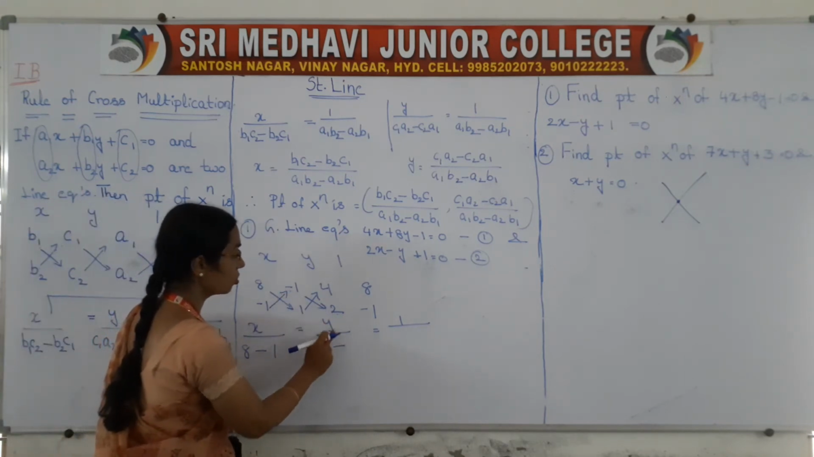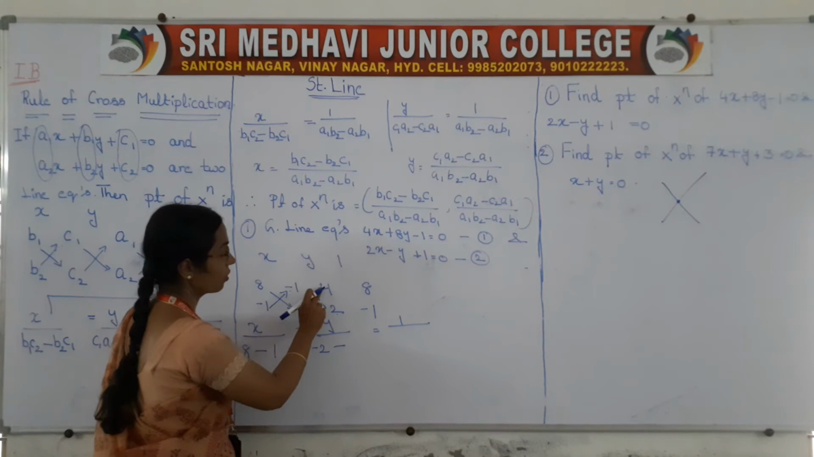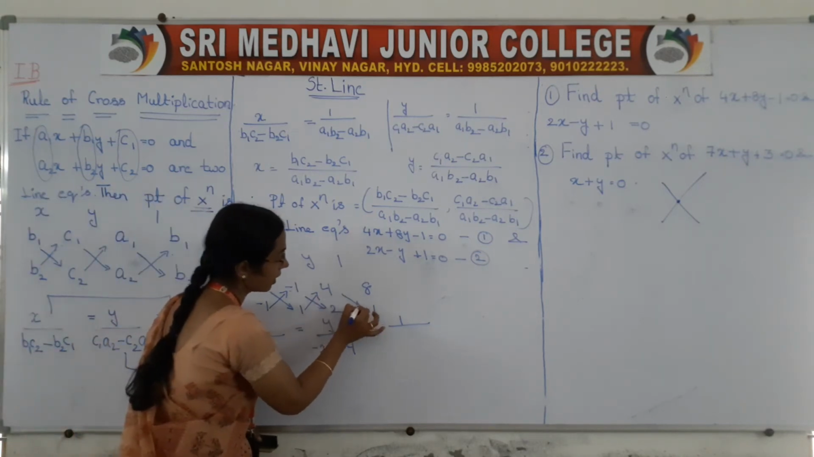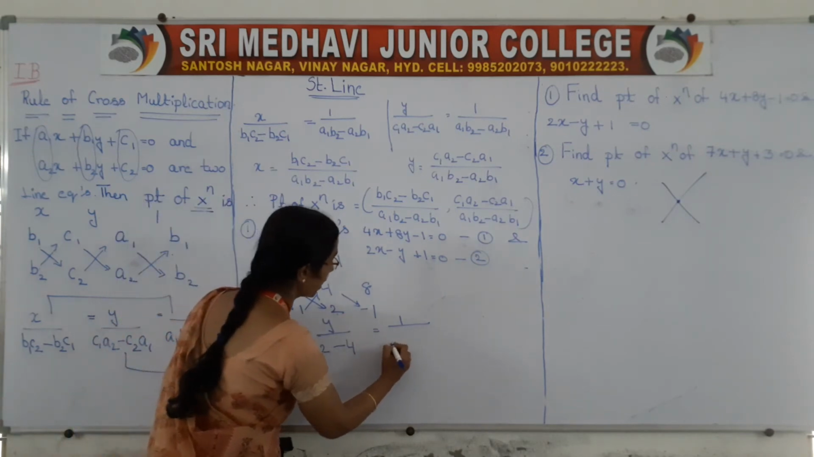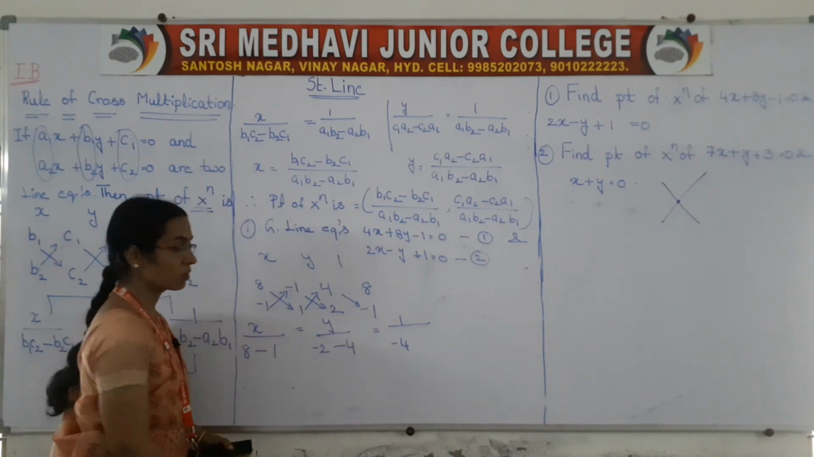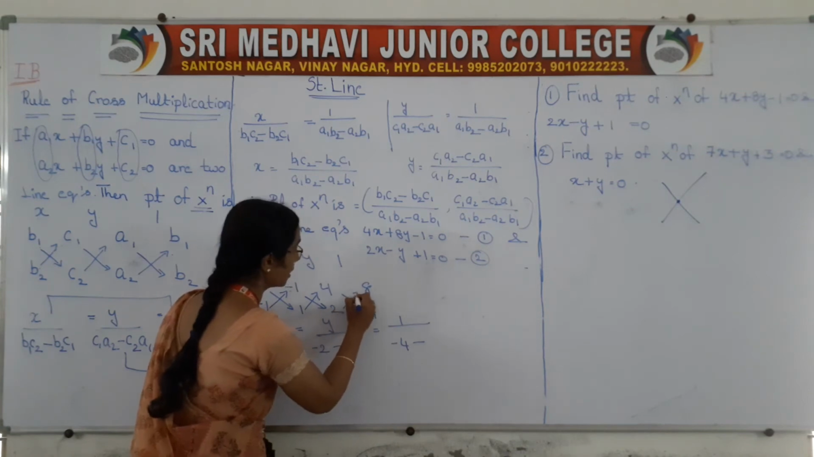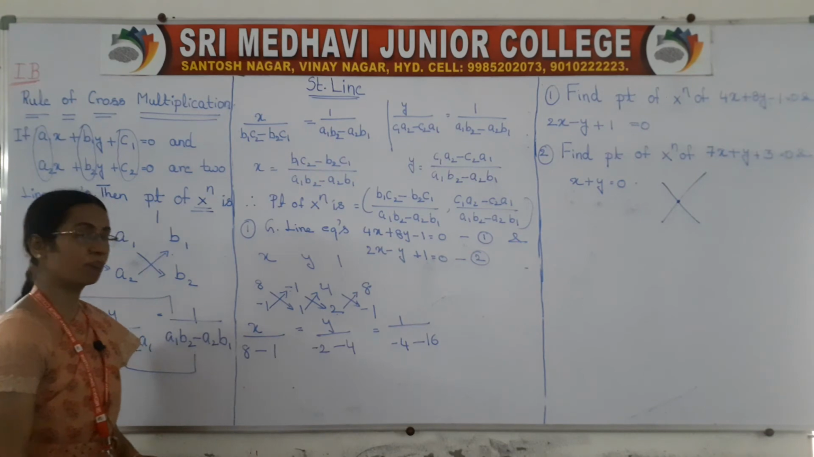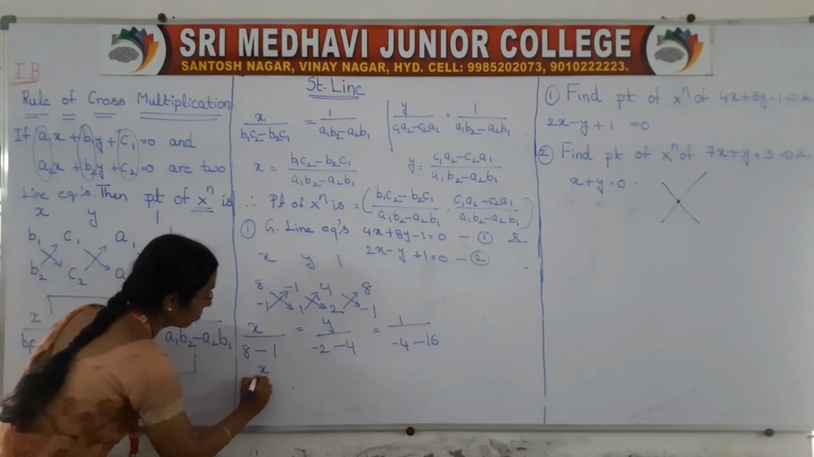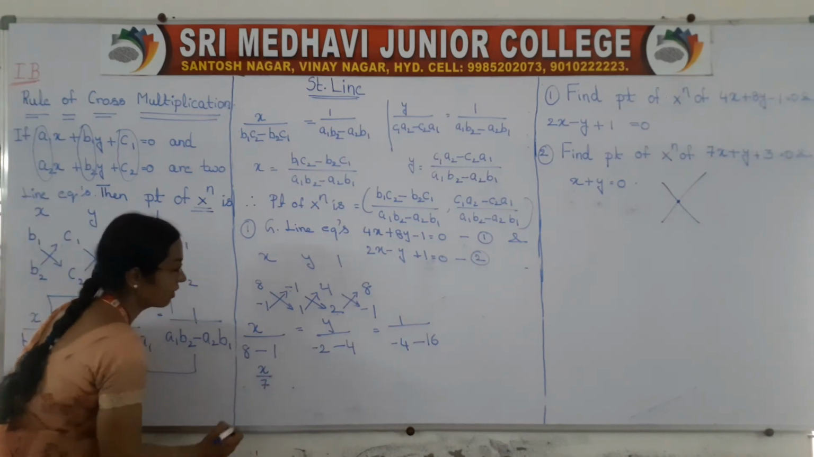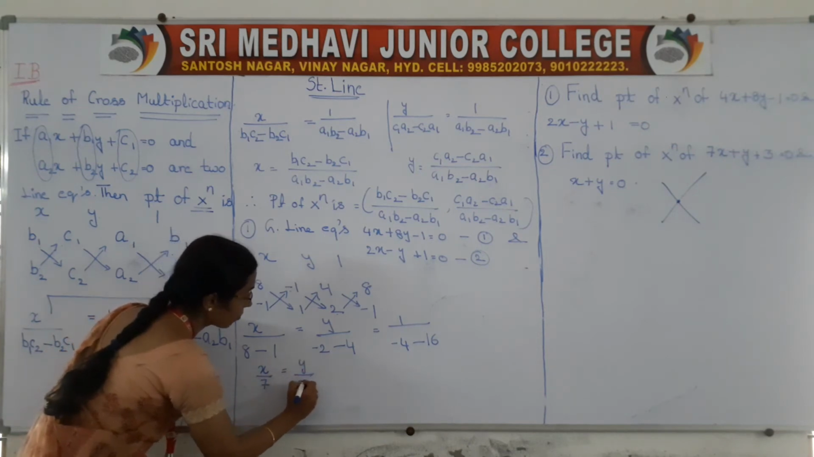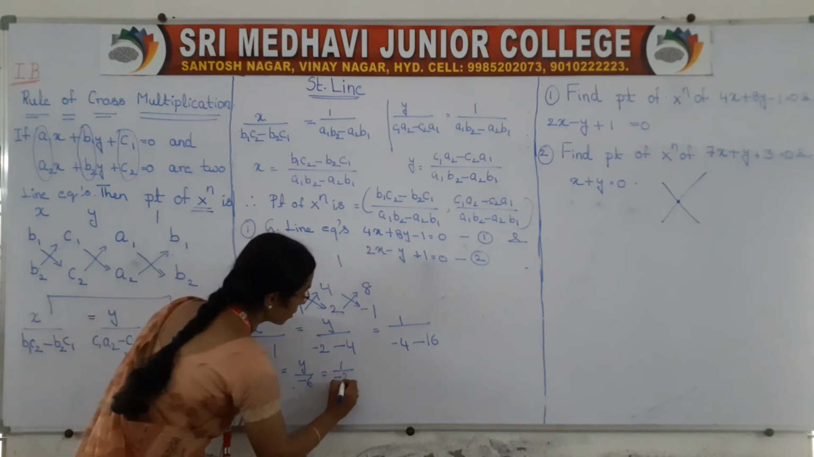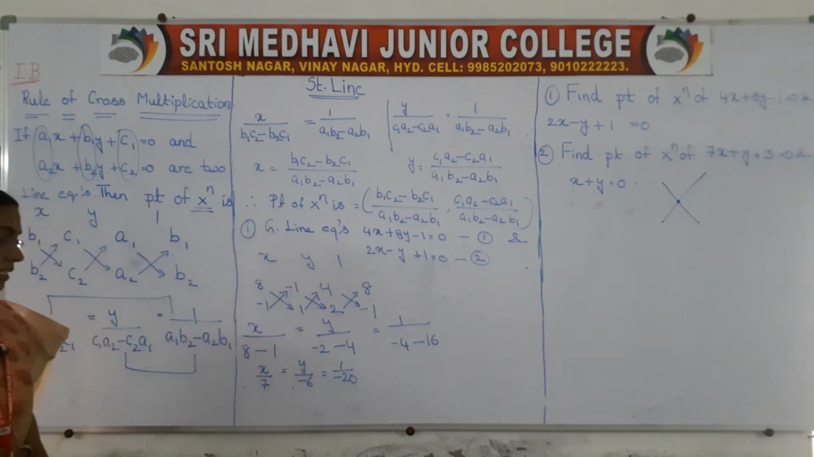So minus 1 into 2, minus 2, minus of 1 into 4, 4. Next again the same thing, this into this: that is 4 into minus 1, minus 4, minus this into this, it is 2 into 8, 16. So it is x by 7 is equal to y by minus 6 is equal to, what is this? Minus 20. Minus 4, minus 16.